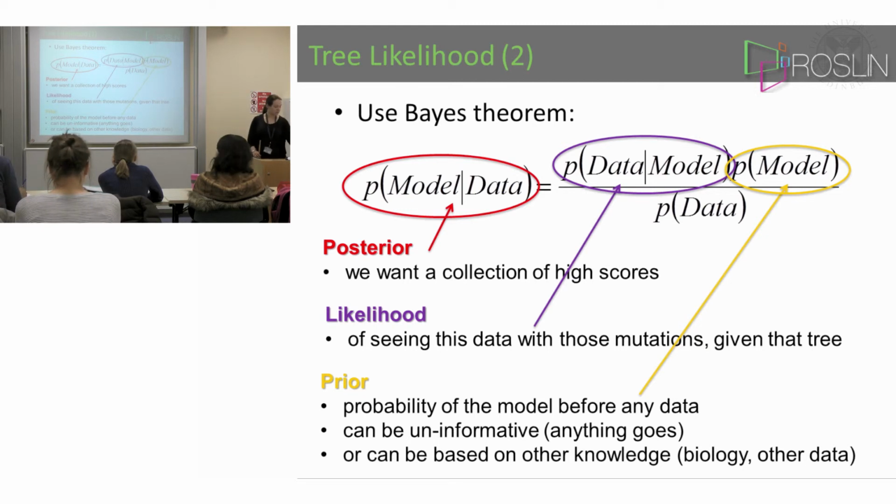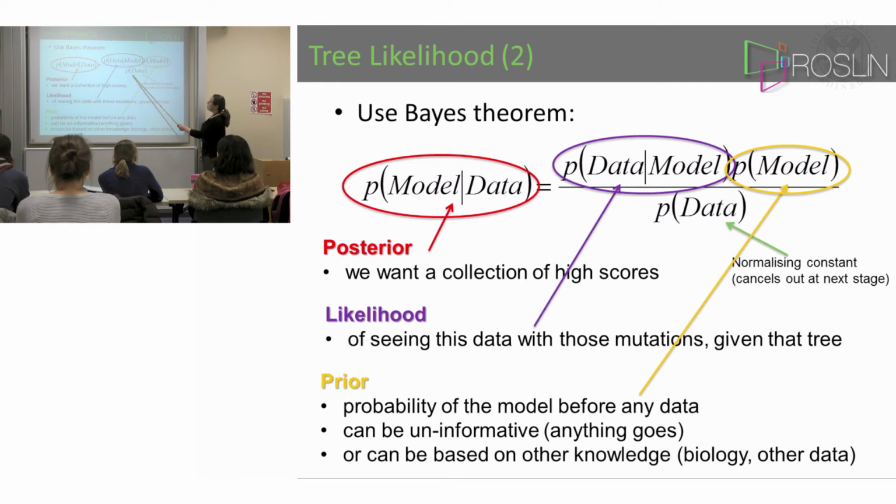The final part of this equation is this bit at the bottom, the probability of the data itself. In fact, because we're always going to be considering the same sequence data, you can just consider this part to be a normalizing constant. You don't actually need to worry about it, because what you're going to do is try different trees and score the trees according to the sequence data. But the sequence data is going to stay the same. So that part is going to cancel out when you're comparing different trees with different parameters.